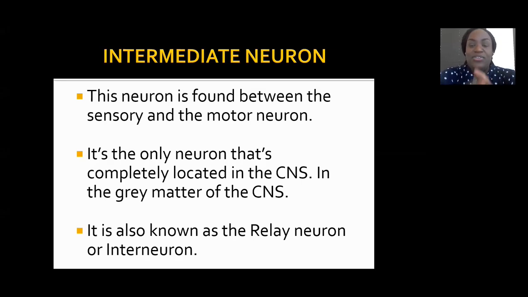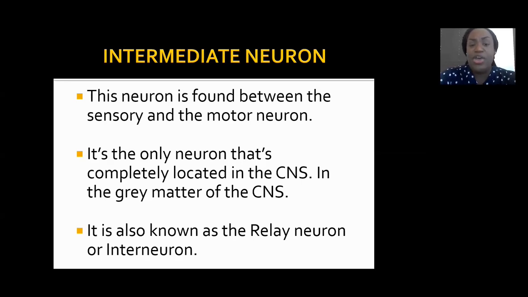The messages cannot get from the sensory neuron to the motor neuron unless they pass through an intermediate neuron. Now, the location of the intermediate neuron is interesting because you will only find these neurons in the central nervous system. Remember, the two organs that make up the central nervous system are the brain and the spinal cord. More specifically, they're going to be located in the gray matter of the brain or the gray matter of the spinal cord. They're not going to be found anywhere else in your body.